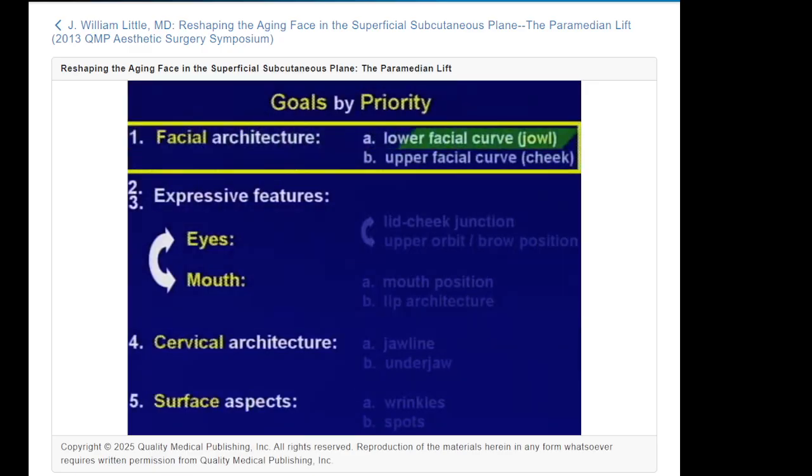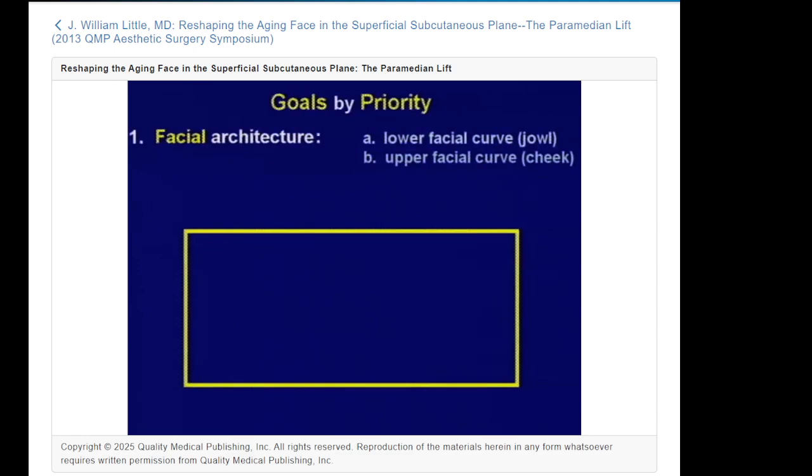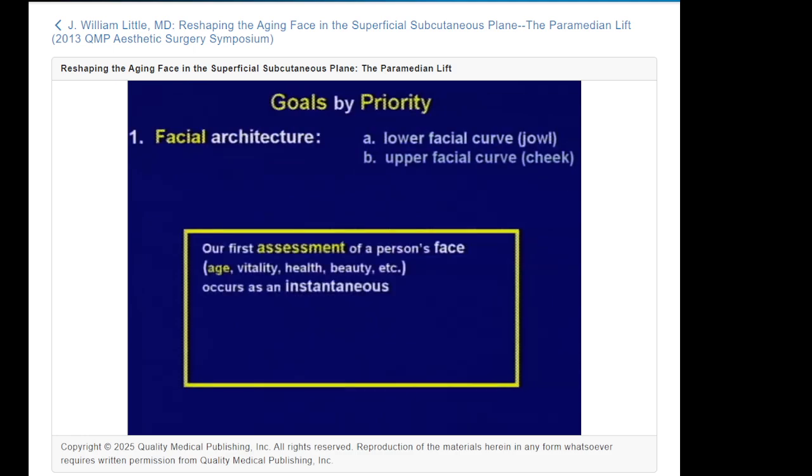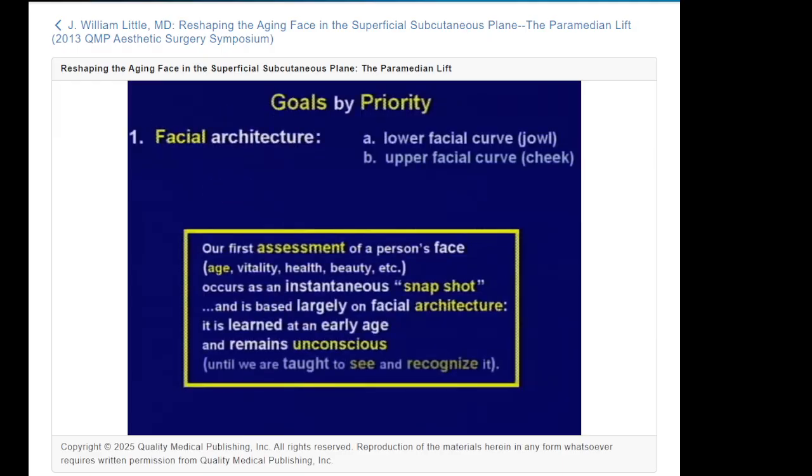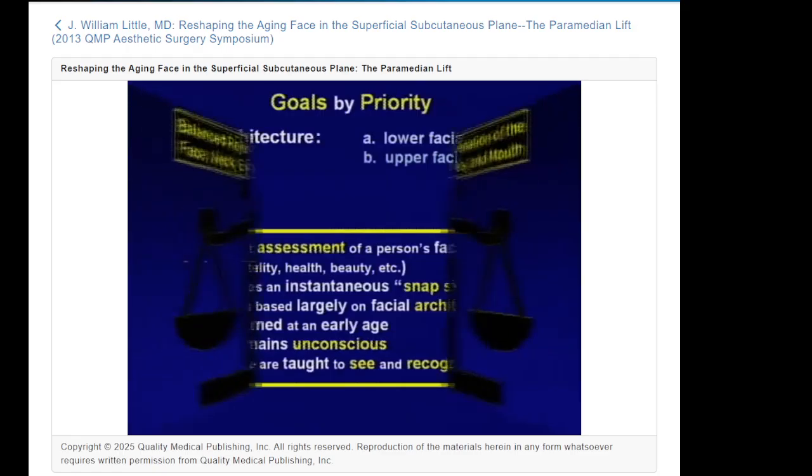So facial architecture is number 1, with the lower facial curve by far the more important component. Our first assessment of a person's face, age, vitality, health, beauty, etc., occurs as an instantaneous snapshot, and it's based largely on facial architecture. It's learned at an early age, and it remains unconscious until we're taught to see and recognize it, and I've been trying to get people to see it for a long time.